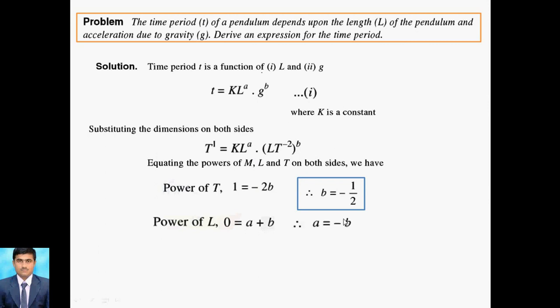a is equal to minus b. So already we know that minus b is there, so minus half means b, so minus half means minus minus gets plus, so b is equal to half. So this a and b value we are computing, and after that we are putting into equation number 1, we will get the final solution.